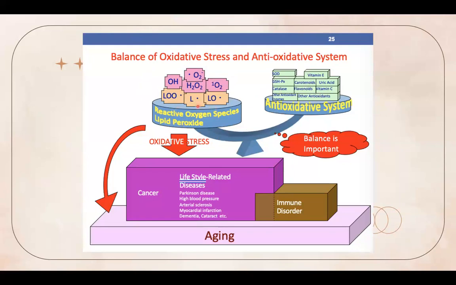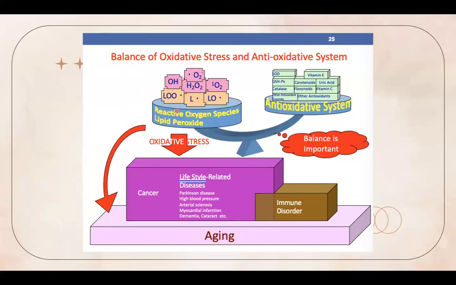So whenever, let's say this side gets heavier, or there's more production of reactive oxygen species and lipid peroxide, it leads to oxidative stress, right? So major diseases that can happen: Parkinson disease, I'm sure a lot of you have heard of it, high blood pressure, arterial sclerosis, myocardial infarction. We spoke about the reperfusion injury, dementia, cataracts. So essentially all the inflammatory processes, all the diseases, the cancer formation, this is the basic. This is where it starts.